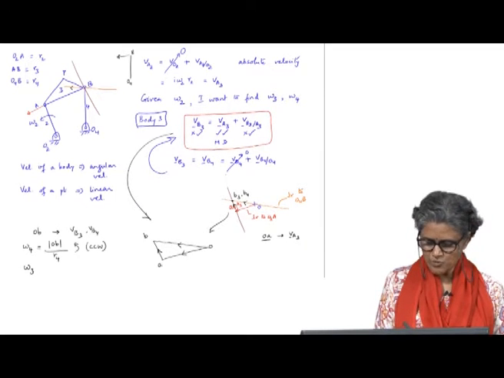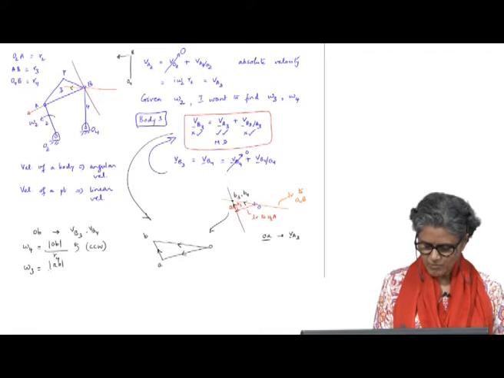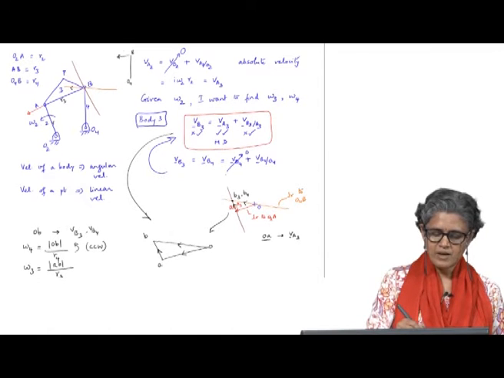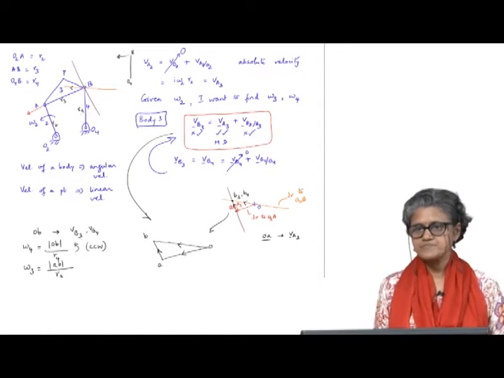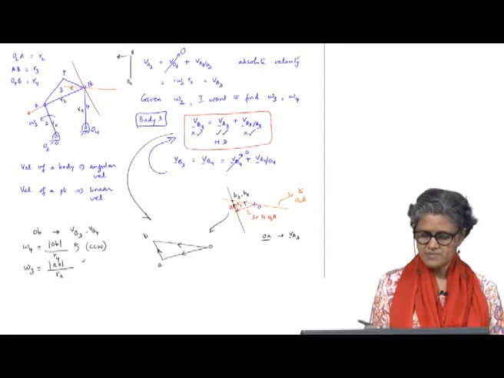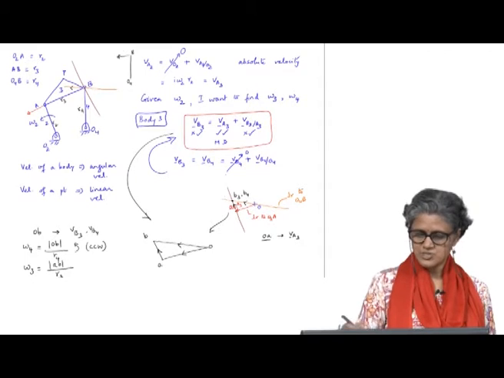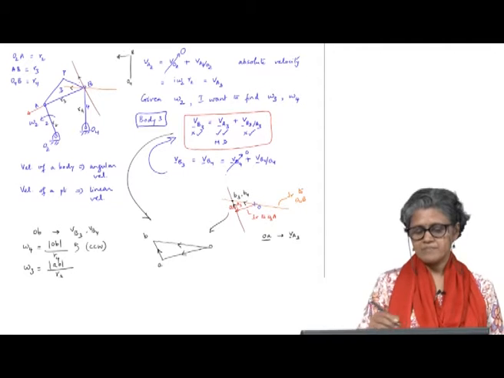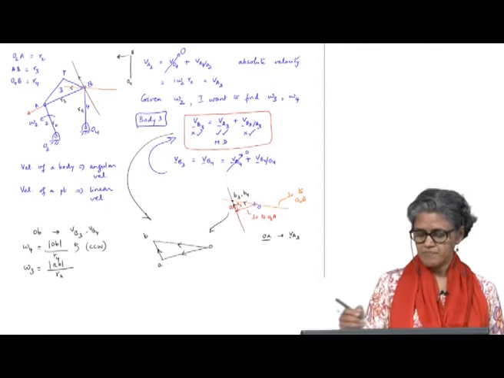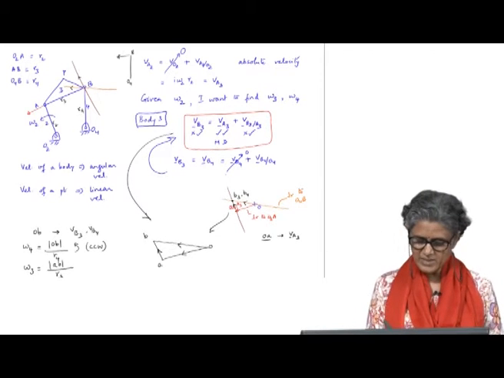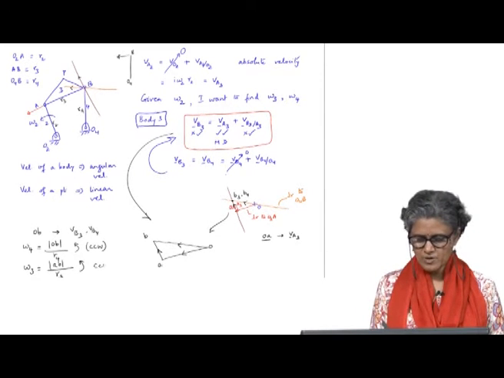Similarly, if you look at omega 3, from this diagram I have mod AB by R3, if this is R3, R2, R4. Okay. And what would be the direction of this? So, AB here it shows it is like this. So, B relative to A is in this direction, which means again omega 3 is also counterclockwise.